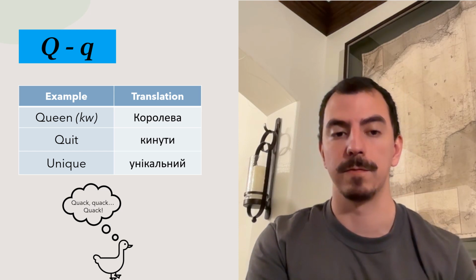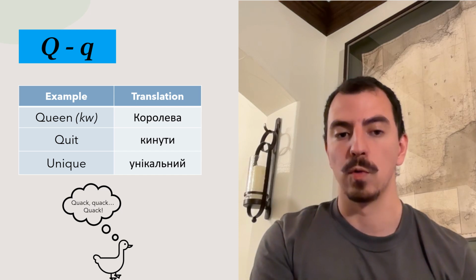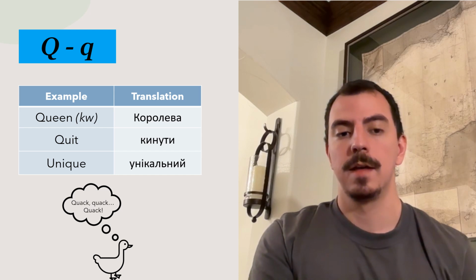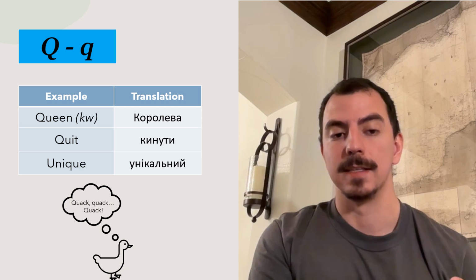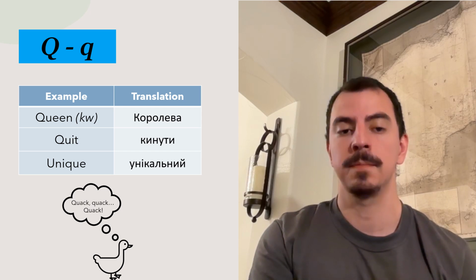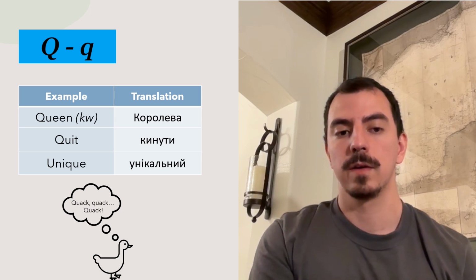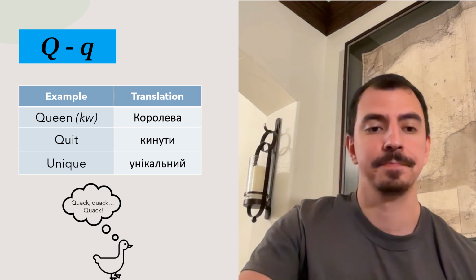So for quit, for another example, Q-U-I-T is quit. If you add an E at the end, it becomes quiet. So quit has the short I sound. If you add an E, it's quiet. The E at the end changes the short I sound into the long I sound.